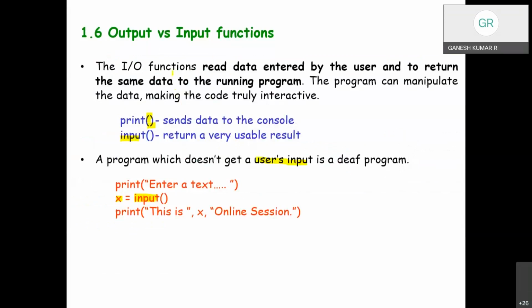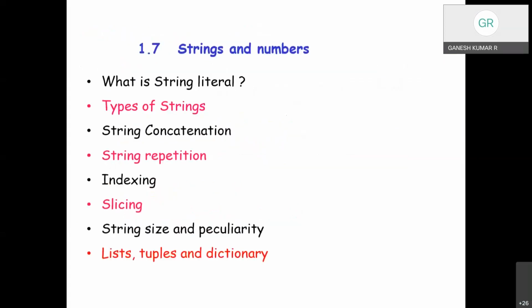All of these are commonly called I/O functions. They read data entered by the user and return it to the running program. So input returns a very valuable, usable result. Print, an output function, displays the result on the console. Right? Fine. Moving on, the next chapter is string operators.